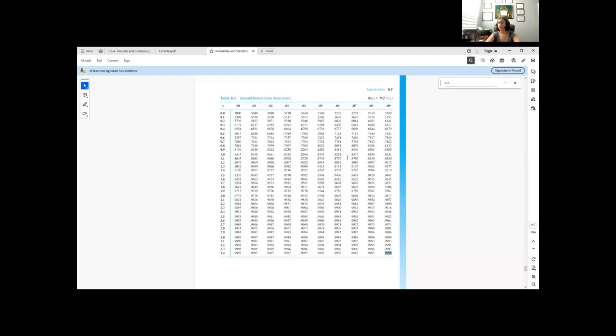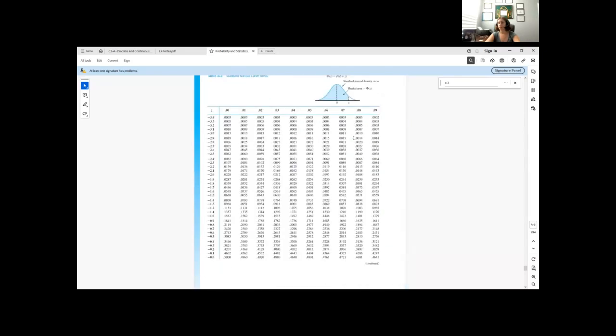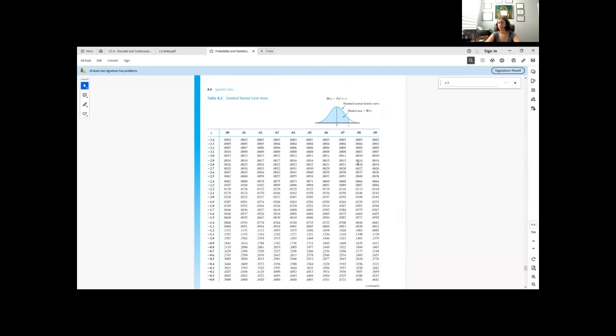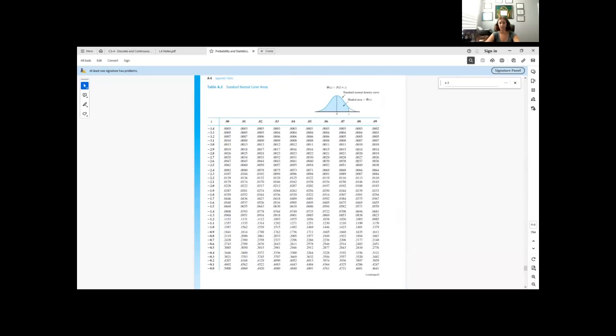Okay, you're going to be working a lot with this table. So if you have a physical book, maybe put a tab on there so you can turn to it quickly. Or if you have a virtual book, just remember what page it's on so that you can find it easily and quickly. We're going to do an example working with this table. So again, make sure you have your book out.